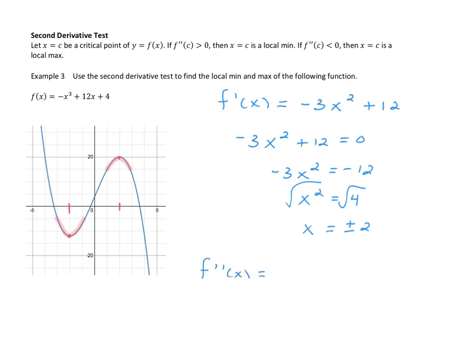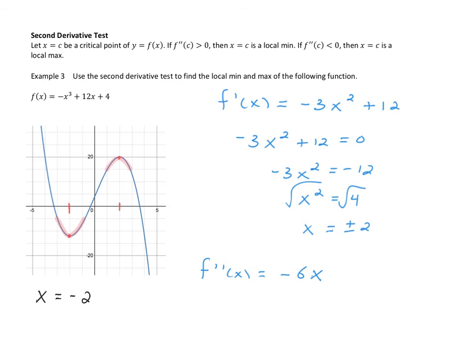The second derivative is the derivative of your first derivative. That's very easy to compute here. It's going to be -6x. All right, so here's the second derivative. All right, so here we go. We're going to apply the second derivative test. Is x equals -2 a local max or a local min?